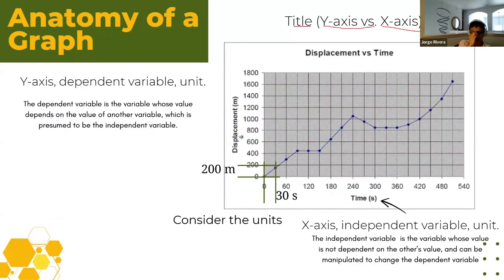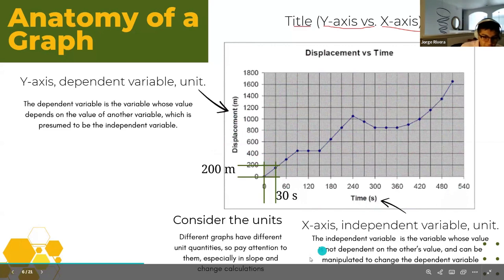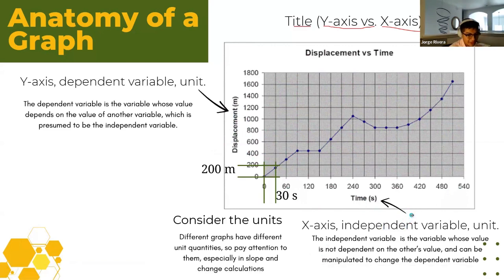Right? So that means that the y-axis is dependent on the x-axis. So that means that displacement is dependent on how much time has passed here. And something that we always have to look at is when different graphs have different unit quantities, we have to pay attention to them, especially in slope and change calculations. So we have to look at these different units.